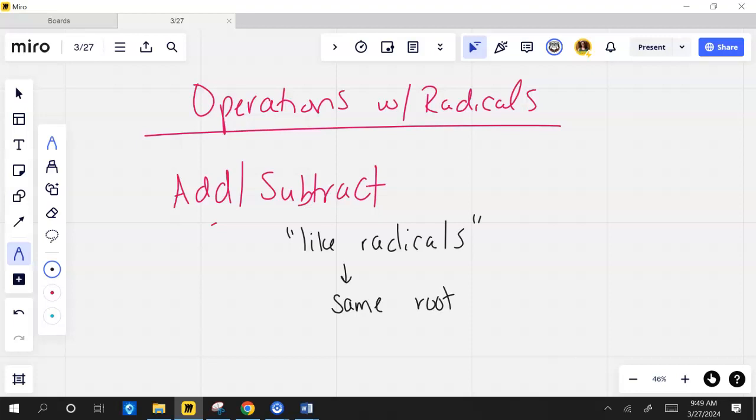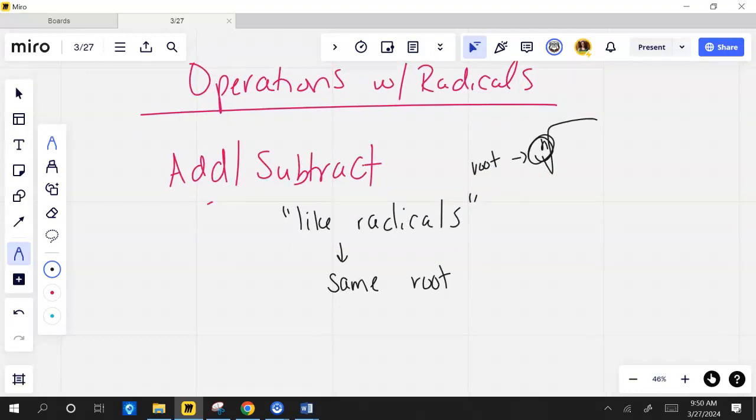What do I mean by root? Somebody asked me yesterday, what does root mean? That's right. Right outside that radical, what we're calling the nth root, this is the root. That's what I mean whenever I say root. All right. So it's got to have the same root, and it's got to have the same number under the radical. Good. So let me show you some examples of some like radicals.